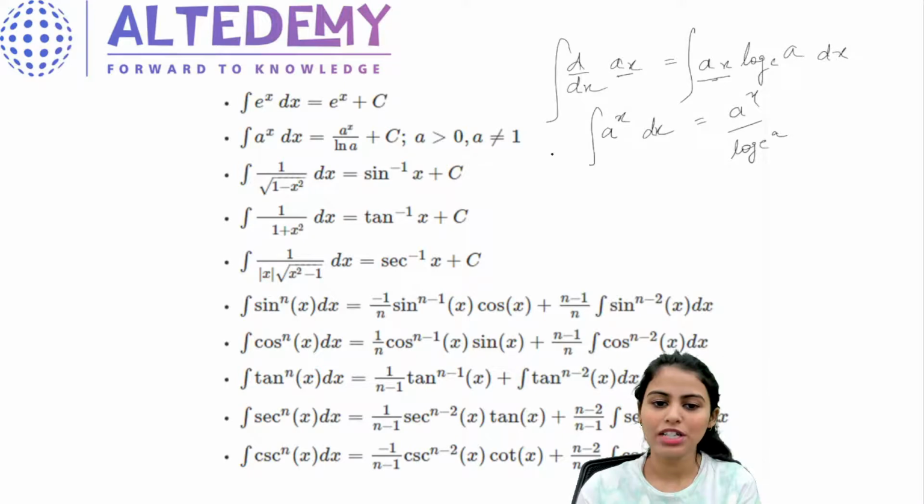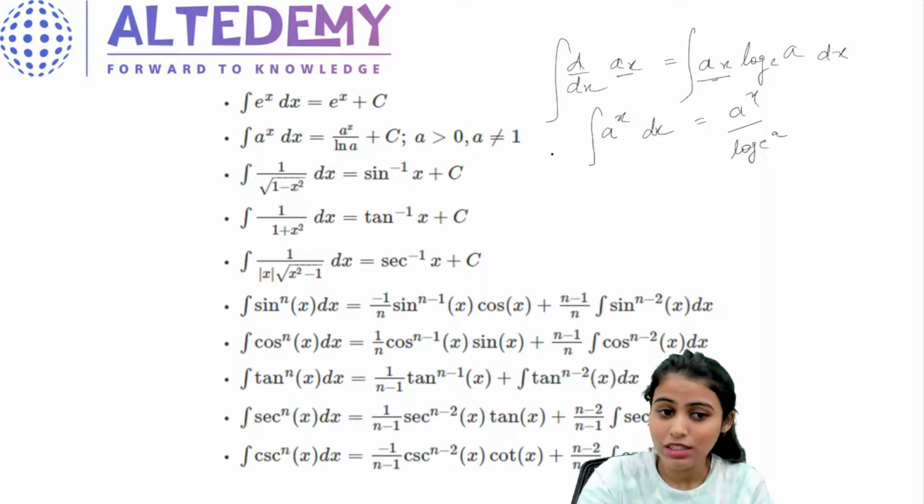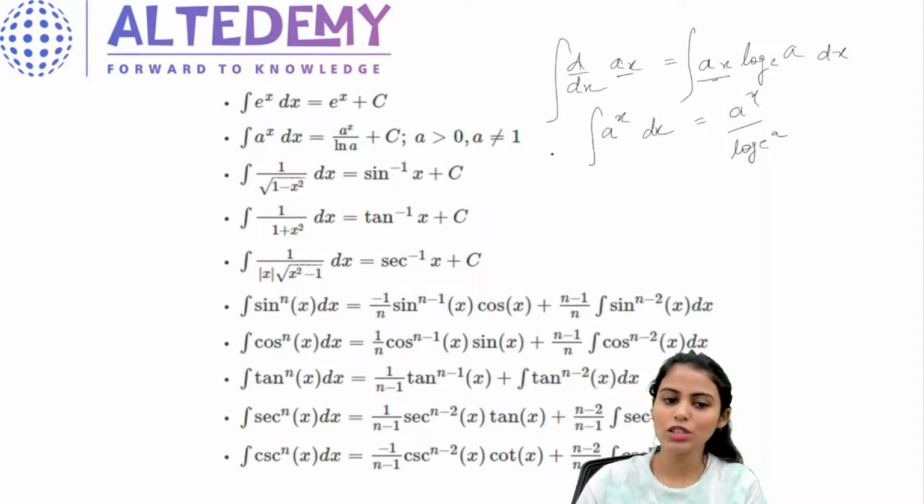Now, secant inverse x plus c. Why have we written this? Because the differentiation of secant inverse x is 1 upon mod x under root x square minus 1. So for integration, when we integrate this thing, we get secant inverse x plus c. Whatever is written, 1 upon mod x under root x square minus 1, is the differentiation of secant inverse x. So if we integrate that, we get secant inverse x. Easy to remember.